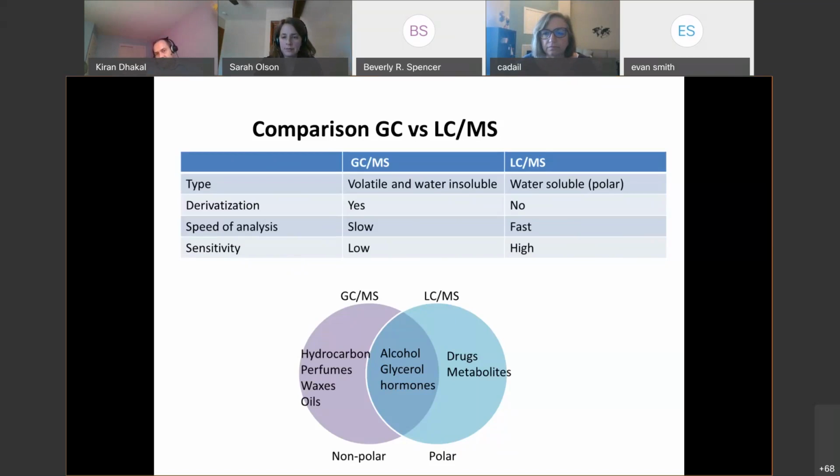reaction for LCMS analysis. So LCMS analysis is more straightforward, and the speed of analysis is also fast with LC, and the sensitivity is very, very high with LCMS as compared to GCMS. So most of my presentation will focus on LCMS because LCMS is taking over all the drug confirmation in the laboratory, and it is more reliable than GCMS.